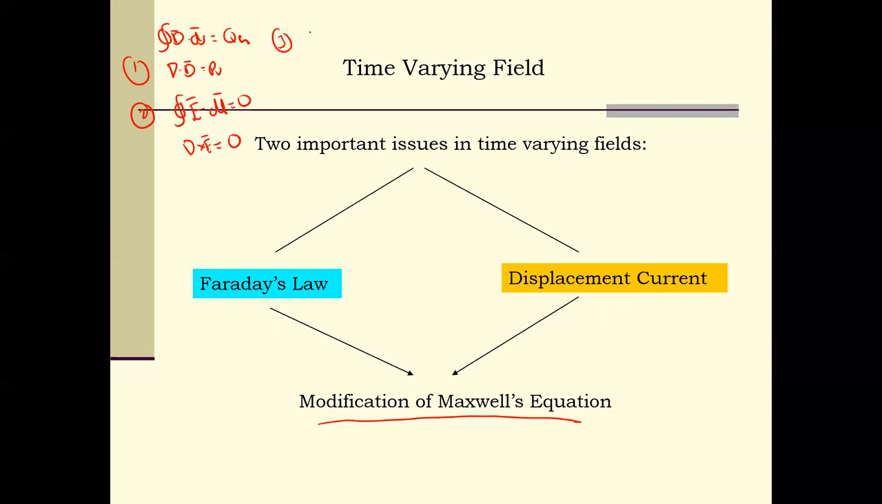Number three, we have Ampere's circuital law, closed loop integral of H dot dl equals the enclosed current, or in terms of point form, curl of H equals J. The fourth one will be Gauss's law for magnetic field, whereby we have the closed surface integral of B dot dS equals zero, and in point form it is divergence of B equals zero. So these are the four Maxwell's equations that we have seen before for a static field. We're going to have a look later, when we learn about Faraday's law and also the displacement current, at what changes will be introduced in these particular Maxwell's equations.